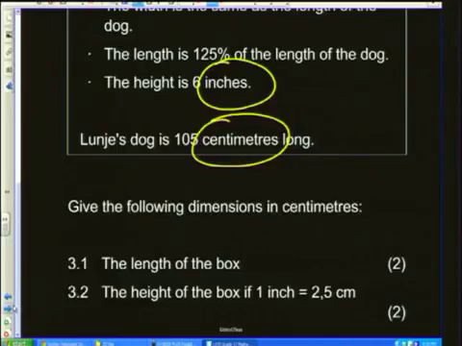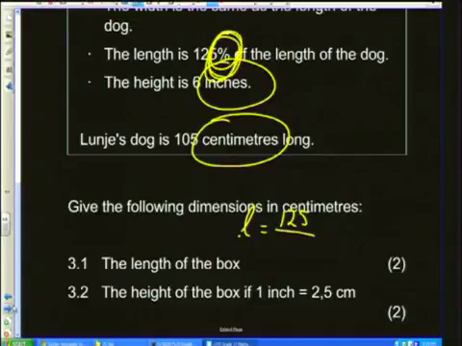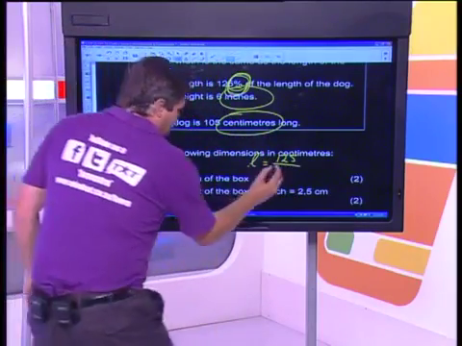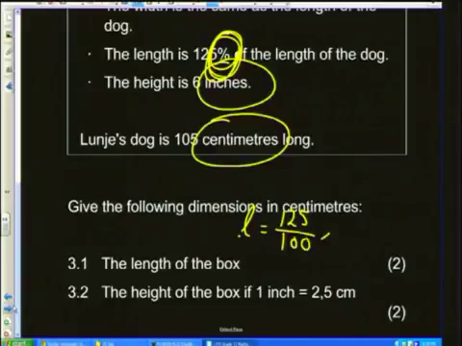Here it is. Give the following dimensions in centimeters. Now, what is the length of the box? Well, we know that the length of the box is 125%. Now, folks, when we see percent, what do we know? Percent means out of 100. So we're going to go 125 over 100 times the length of the dog. And the dog is 105 centimeters. Okay, so how long is the box?